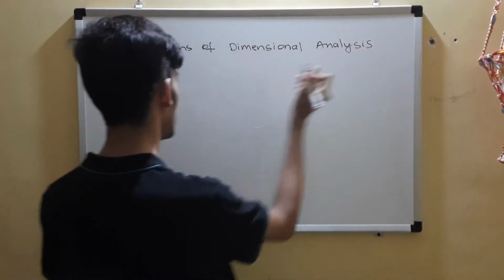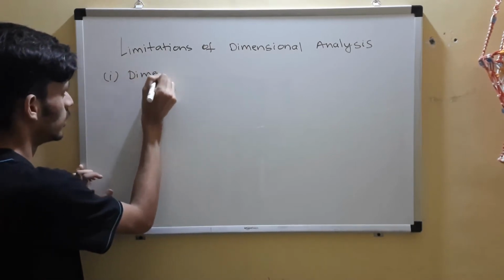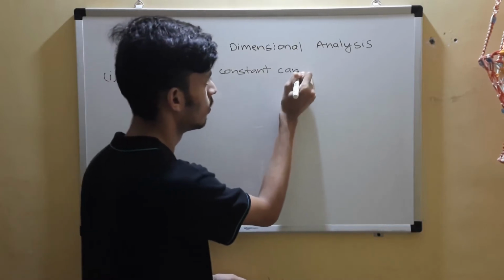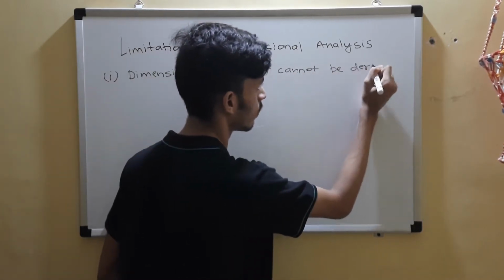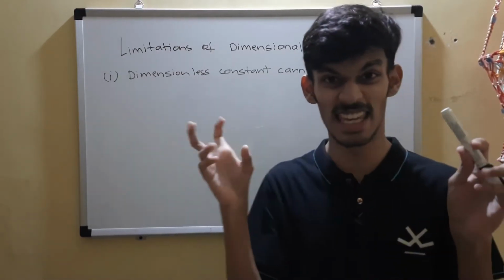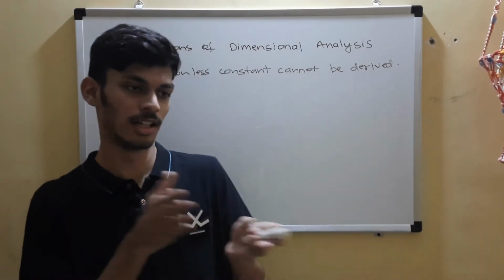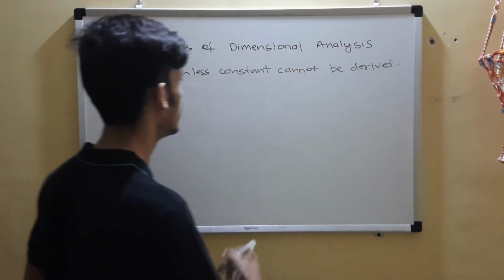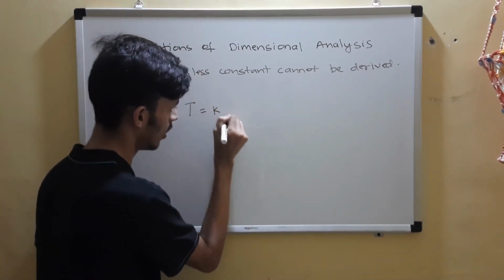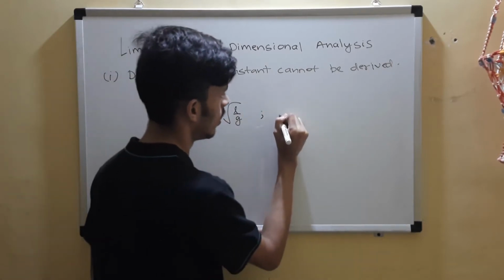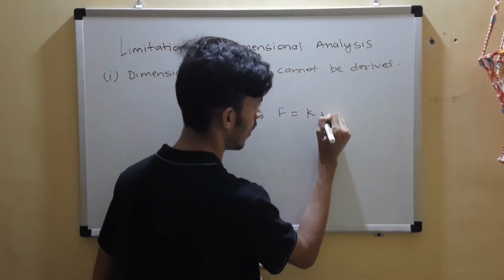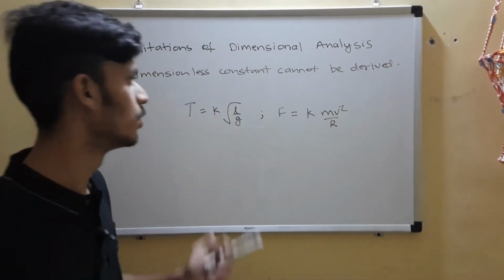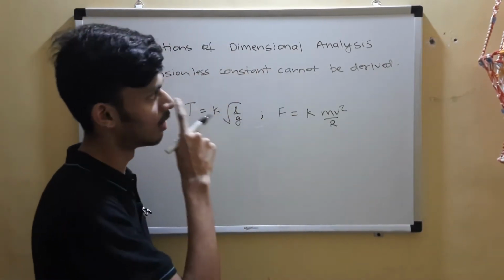So the first and foremost one is that dimensionless constants cannot be obtained or derived. Remember, in the previous class we had this K, the dimensionless constant, when we were deriving formulas through dimensions. Recollect quickly, we had derived T is equal to K under root L by G. We had also derived centripetal force, K is equal to MV square by R. So this K is a dimensionless constant, so it does not have dimensions, okay? So this K cannot be derived through dimensional analysis.